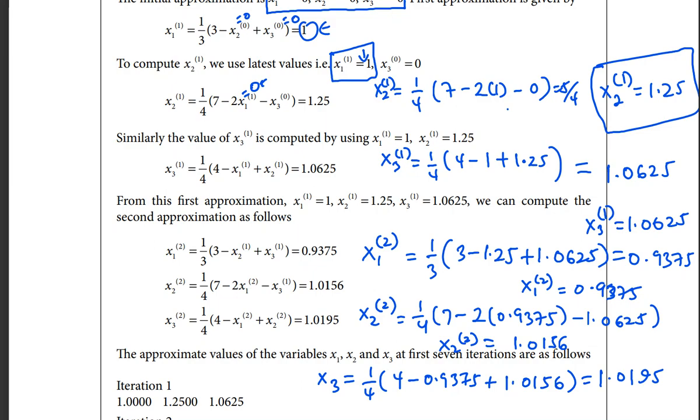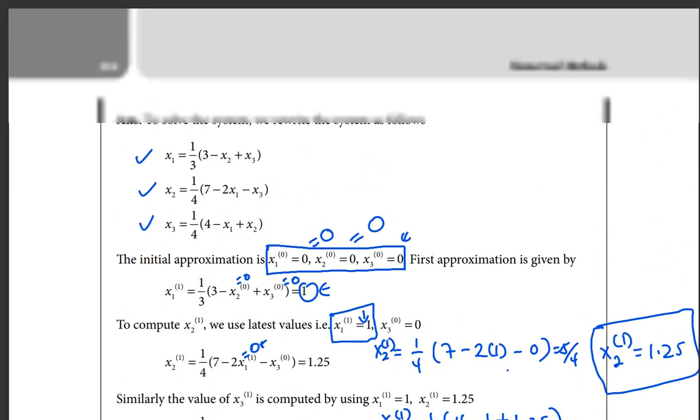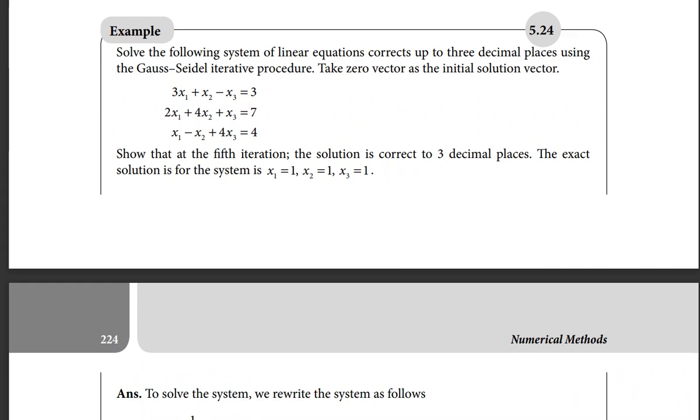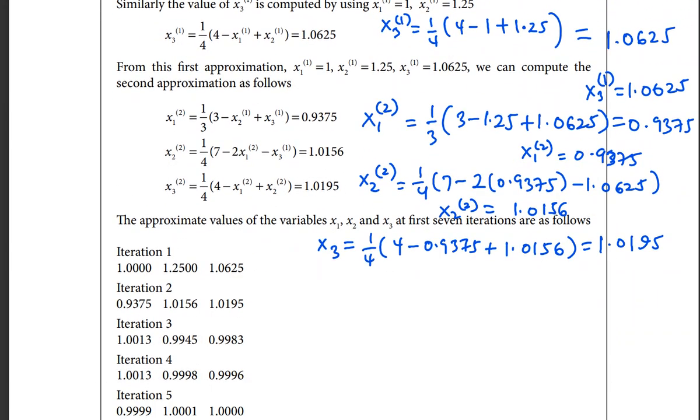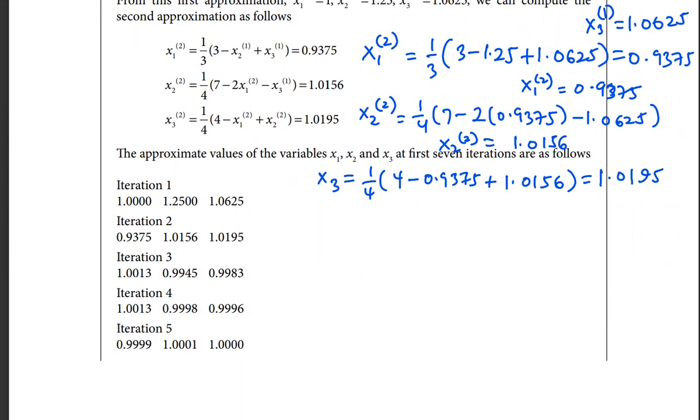So you continue. The question says that we should show that at the fifth iteration the solution is correct to 3 decimal places. What this means is that if we iterate up to the fifth iteration and then we round the values to 3 decimal places, that should give us the actual solution. So you continue this to the fifth iteration. They did that here, and this was the fifth iteration. When we get to the fifth iteration, we will round the values there to 3 decimal places.